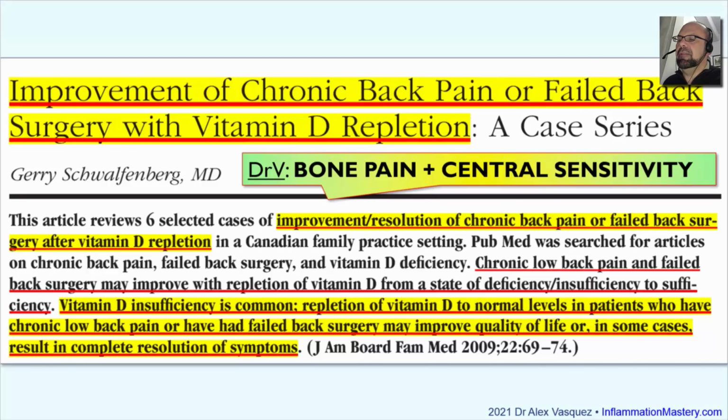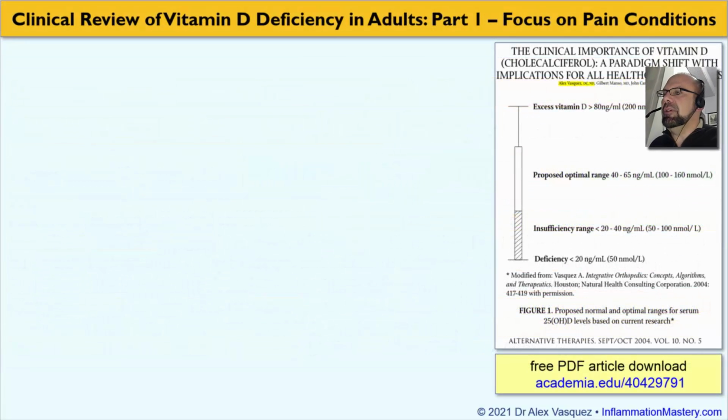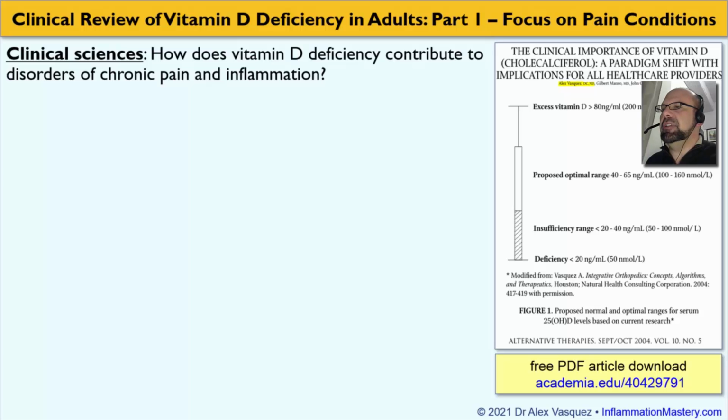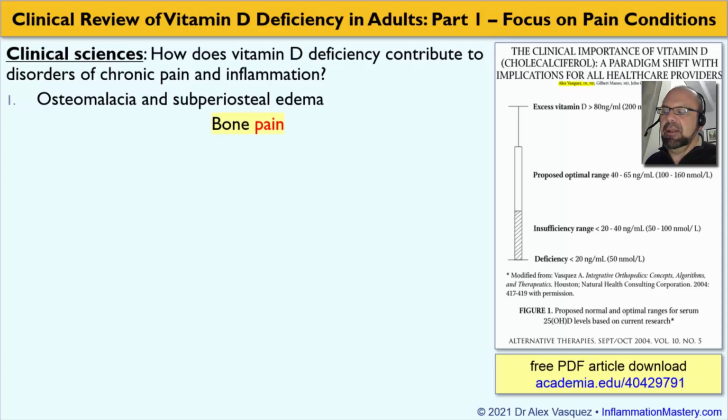So we are reaching the end of this presentation, so let's do a quick review. How does vitamin D deficiency contribute to disorders of chronic pain and inflammation? Osteomalacia is characterized by subperiosteal edema, which puts pressure on the very sensitive periosteum, and that's what causes dull skeletal pain, either in the spine or in the peripheral skeleton. So let's just call that bone pain.